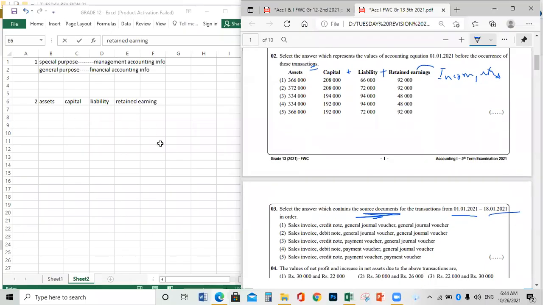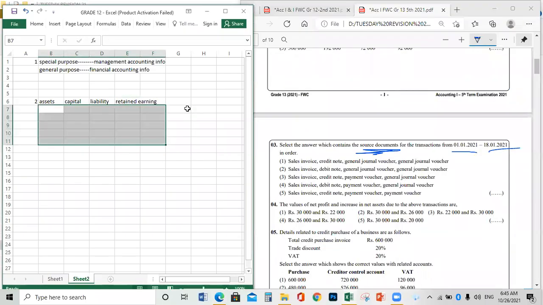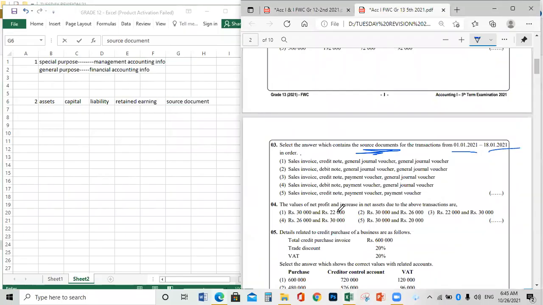So whenever we do each transaction, let's find the source document also. So that means we are finding 2 answers together without wasting time. Okay, let's go to the fourth one. The values of net profit and increase in net assets due to the above transactions.